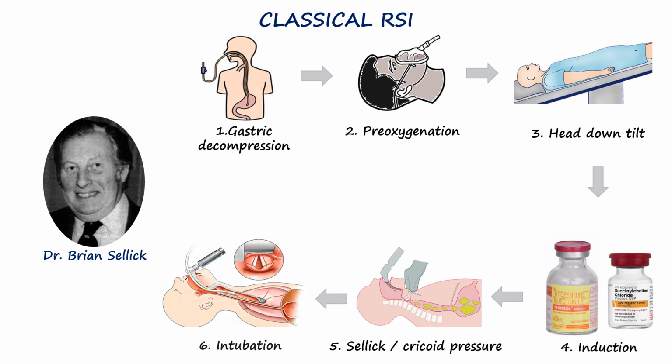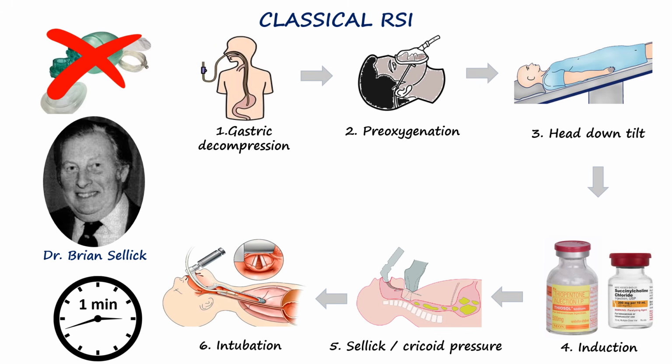Endotracheal intubation is then performed immediately upon observation of succinylcholine-induced fasciculations. Direct laryngoscopy with a curved endotracheal tube is used for intubation with cricoid pressure still applied. The defining feature of classical RSI is the avoidance of positive pressure ventilation between induction and intubation to prevent gastric insufflation. The entire sequence is executed as a single continuous process, typically completed within 60 seconds from drug administration to confirmed tube placement.